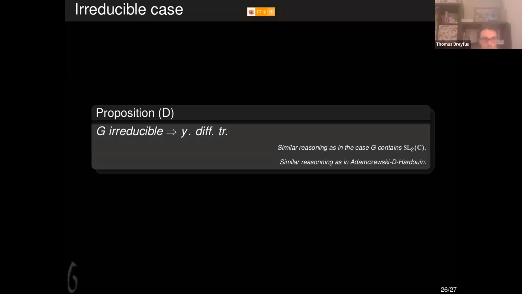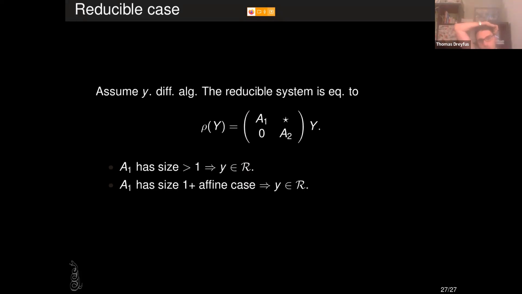So if J is irreducible, then you obtain automatically that Y is differential transcendental. Here the proof is very similar to Dreyfus and Tardouin, and it's in the reducible case that the proof is quite different. So assume that Y is differential algebraic, and again, the goal is to prove that Y has to be too simple. If Y is 0, then the route is obvious, so let's assume that Y is not 0. If the system is irreducible, it's okay. So now let me assume that the system is reducible.